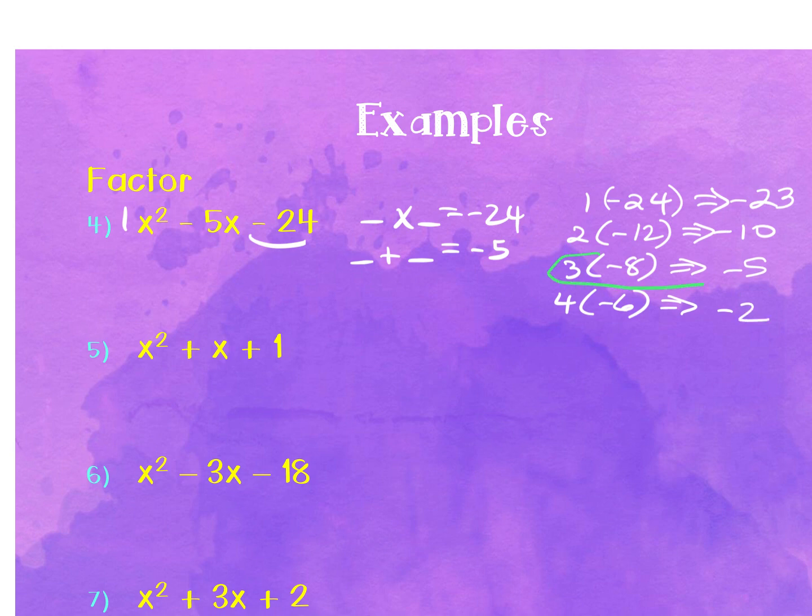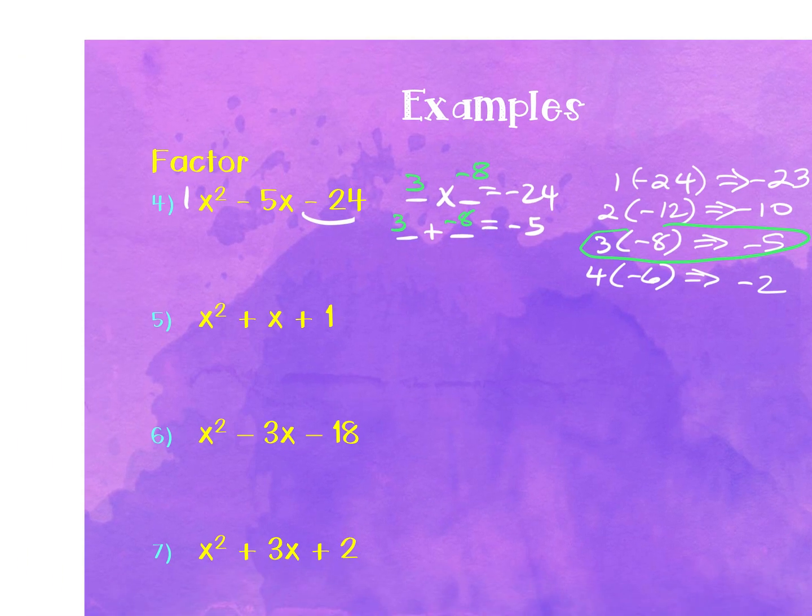So the combination I need is the positive 3 and the negative 8, because positive 3 times negative 8 gives me negative 24, but when I add them, I get the negative 5. So we'll set up our two binomials, put an x and an x here for the factors of x squared, and then next I put in the factors of the negative 24, which is the positive 3 and the negative 8. And again, it doesn't matter if you write the negative 8 first and the positive 3 second. It doesn't matter.